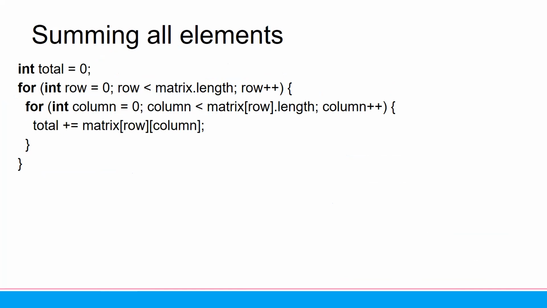And if you want to do summation, what is summation? Summation means I want to add all the matrix elements. So you can just add one more variable, which is total equals 0, and then you have this loop. It starts from 0 to the length, and the column is also from 0 to the length. And then for every element, we want to store it into the variable total by using plus equals.